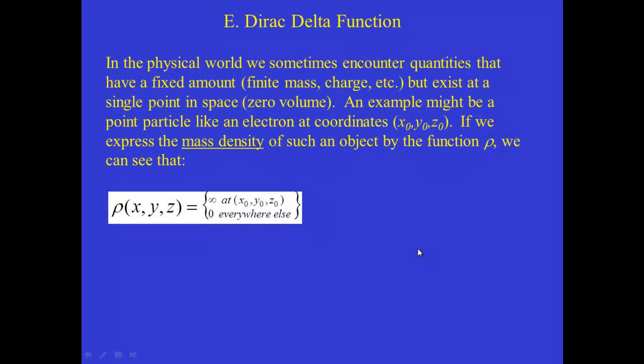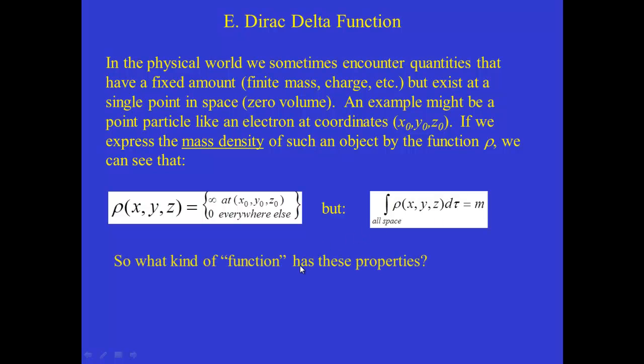What we would see is that rho, as a function of space, would have to have the property that at one single point where the particle is located, it would have to be infinite, because mass per unit volume, well, there's a finite mass and a zero volume, so that would go to infinity, but that everywhere else in space it would be zero. At the same time, then, this function would have to have the property that if we integrate the mass per unit volume over all space, we would get the total mass, which is finite. And so this is an interesting property. What kind of a function has those properties?